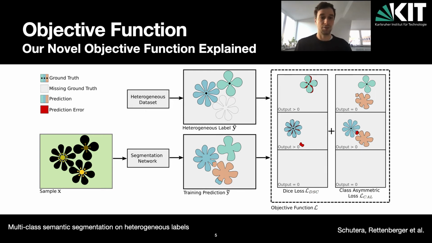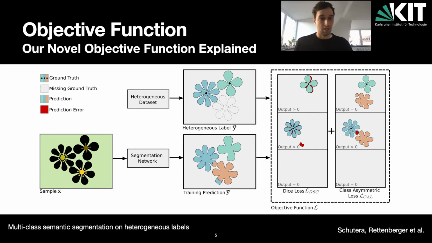Our combination of 2 objective functions consists of 2 individual objective functions. On the one hand, we have the modified dice loss, which is responsible for the simple channel-wise optimization, as we already know it in classical semantic segmentation. On the other hand, we have the class asymmetric loss, which does distribution-wise optimization.